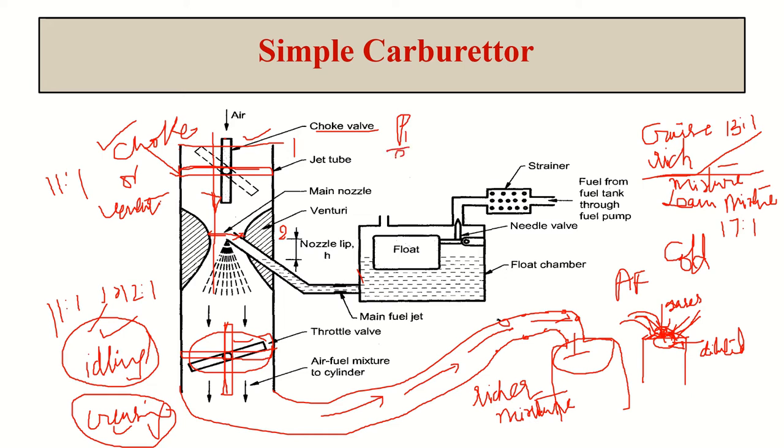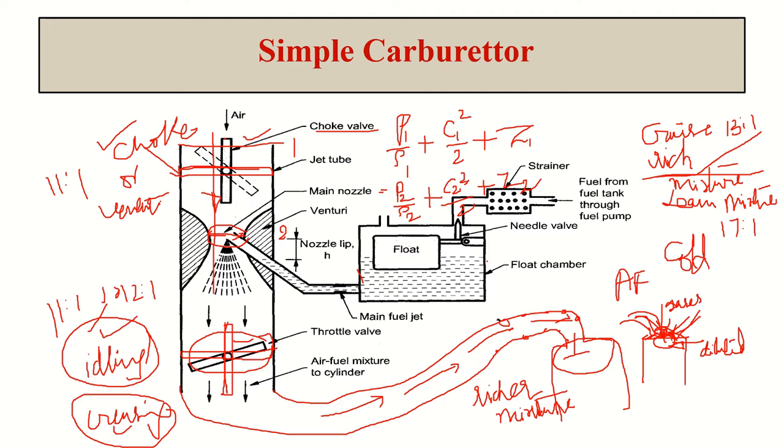P1 by rho 1 plus C1 square by 2 plus Z1 must be equal to P2 by rho 2 plus C2 square by 2 plus Z2. This is what we call Bernoulli's equation. So this is, let us say, atmospheric pressure and density, and the velocity is almost negligible. Z1 and Z2 are the potential heads. So to keep this constant, what happens in this area is that pressure decreases and velocity increases.